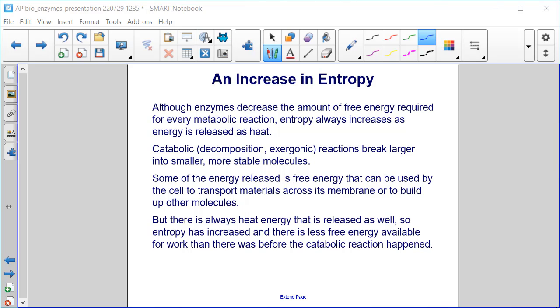Catabolic reactions, so those that decompose or are exergonic, break larger molecules into smaller, more stable molecules. Some of the energy released is free energy that can be used by the cell to transport materials across its membrane or to build up other molecules. So we have free energy there to use. But there's always heat energy that is released as well. So entropy has increased and there's less free energy available for work than there was before the catabolic reaction happened.